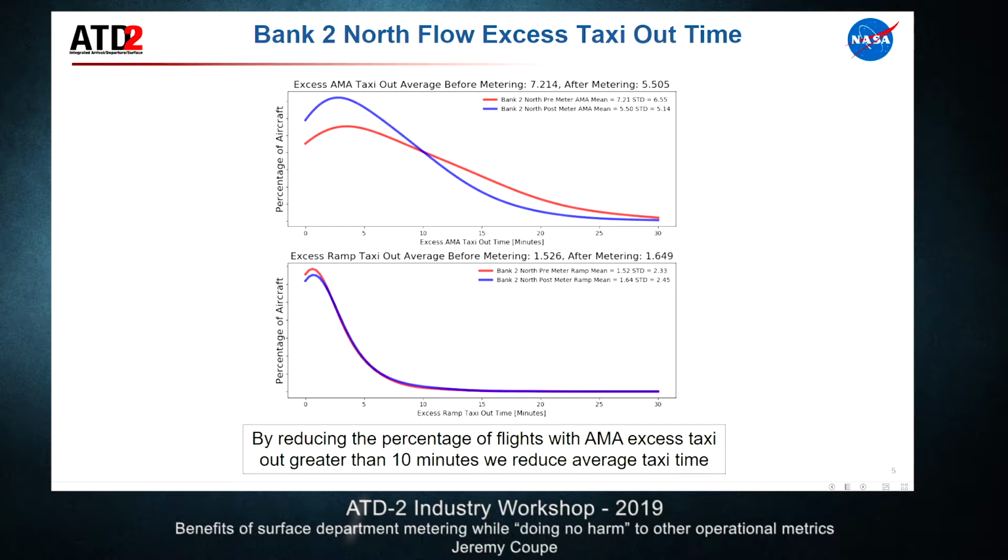Again, the top is the excess AMA taxi out time, and AMA is the airport movement area. On the bottom is the excess ramp taxi out time, so how much excess taxi time these aircraft are experiencing in the ramp. First of all, it seems like there's little to no impact in the ramp. The blue and red distributions are essentially on top of each other. It's probably hard to see in the crowd, but we show an average here: before metering an average of 1.5 minutes, after metering an average of 1.6 minutes, essentially the same, 0.1 minutes of difference.